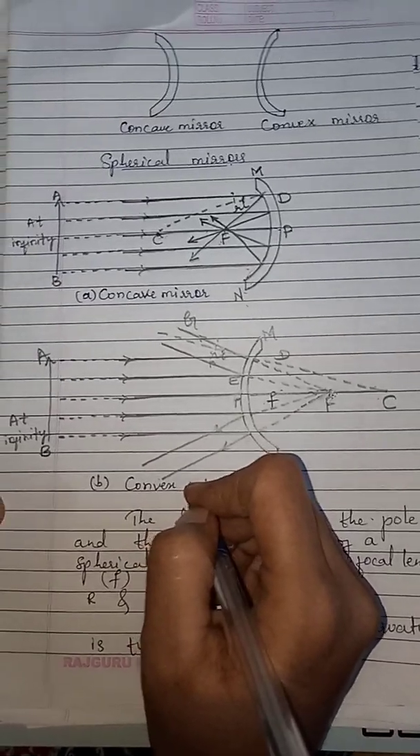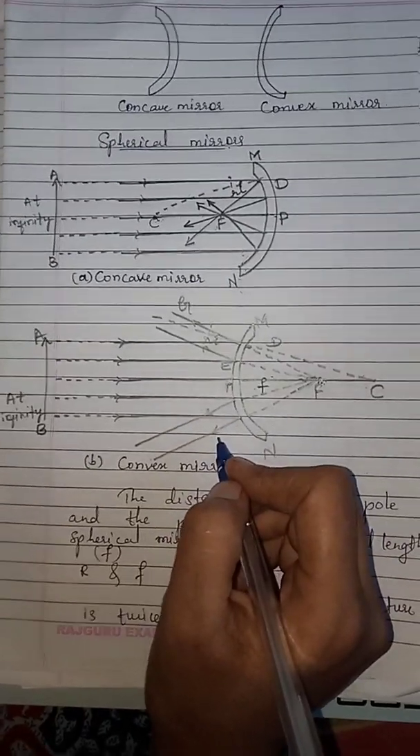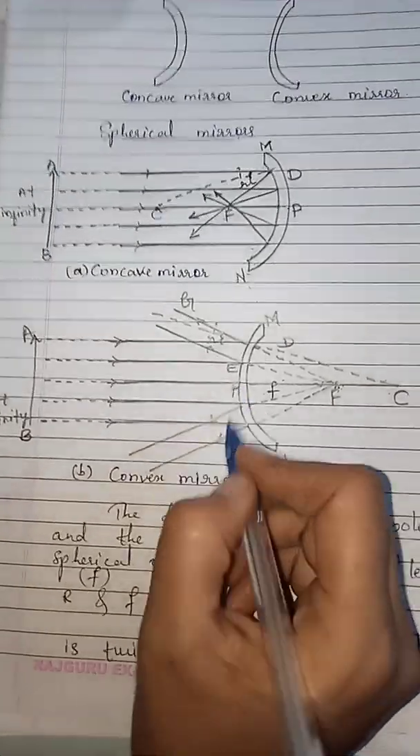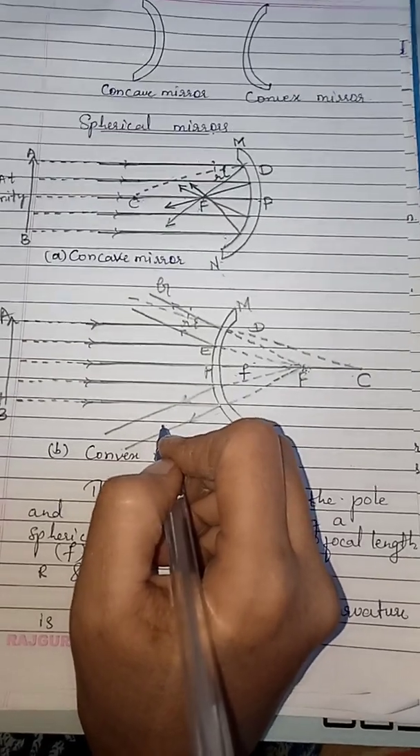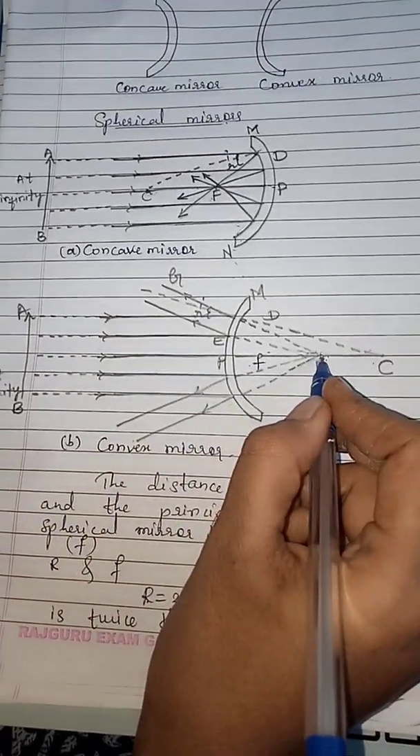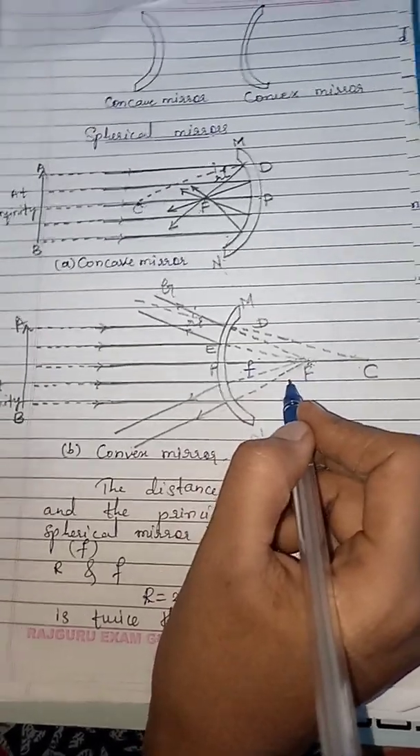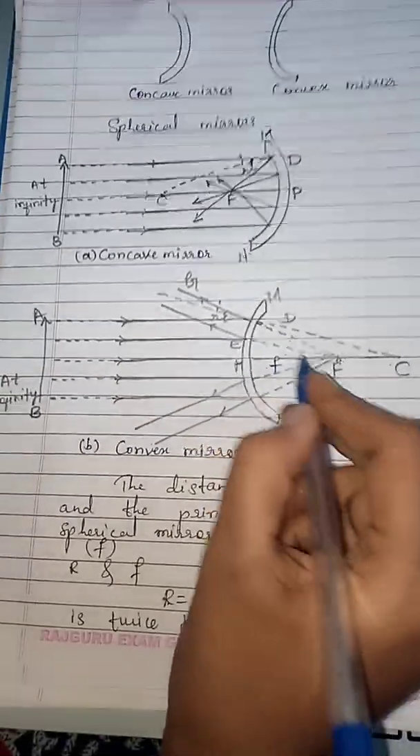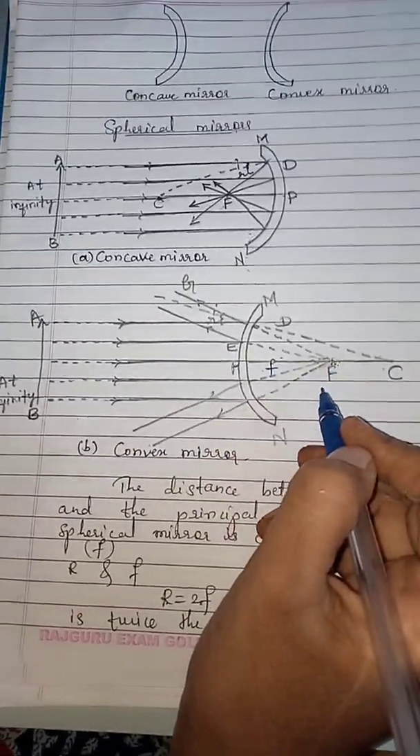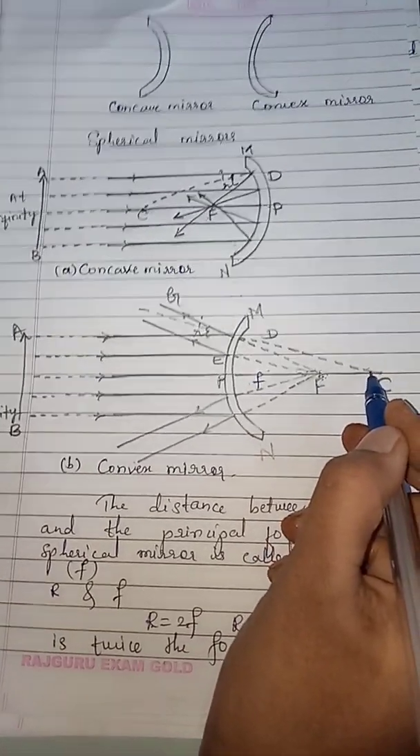See, the first one is the pole. It is the center of the reflecting surface of the mirror. It is called the pole and it is denoted by P. And the principal focus, it is denoted by F. Here all the reflected rays by a spherical mirror coincide in a single point called the principal focus. We denote it by F.